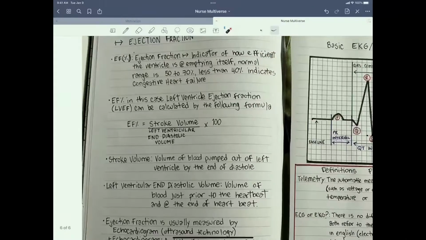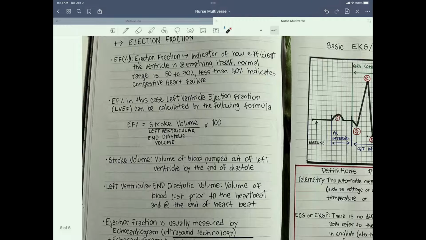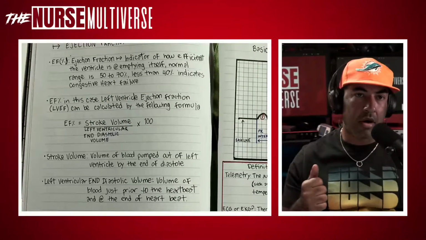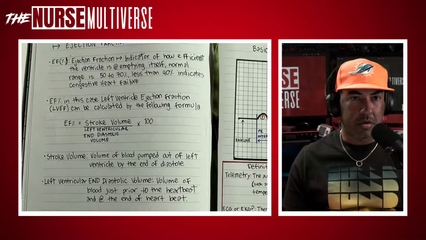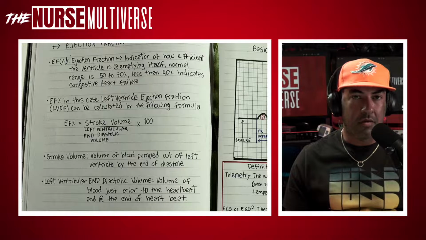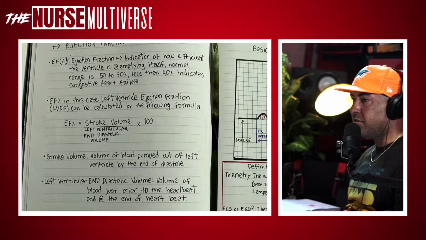Ejection fraction is the indicator of how efficient your ventricle is at emptying itself. So how much blood is pumped out of the heart to the general circulation. The normal range is 50 to 70%. Less than 40% indicates congestive heart failure. So congestive heart failure is basically when there's too much blood in that left ventricle and it cannot empty itself fully.